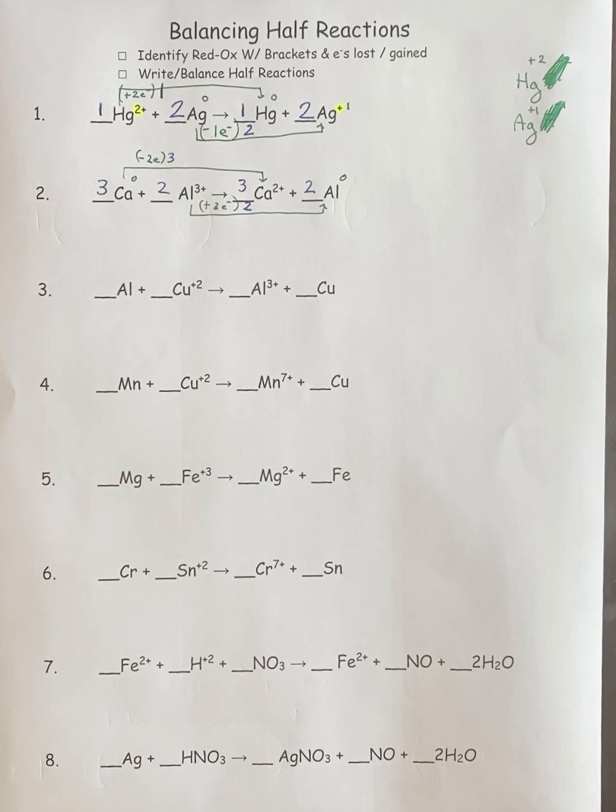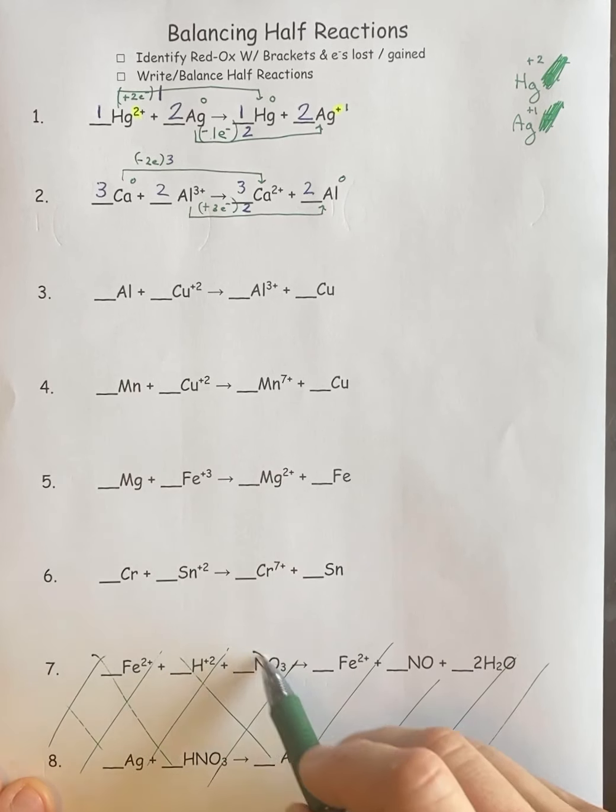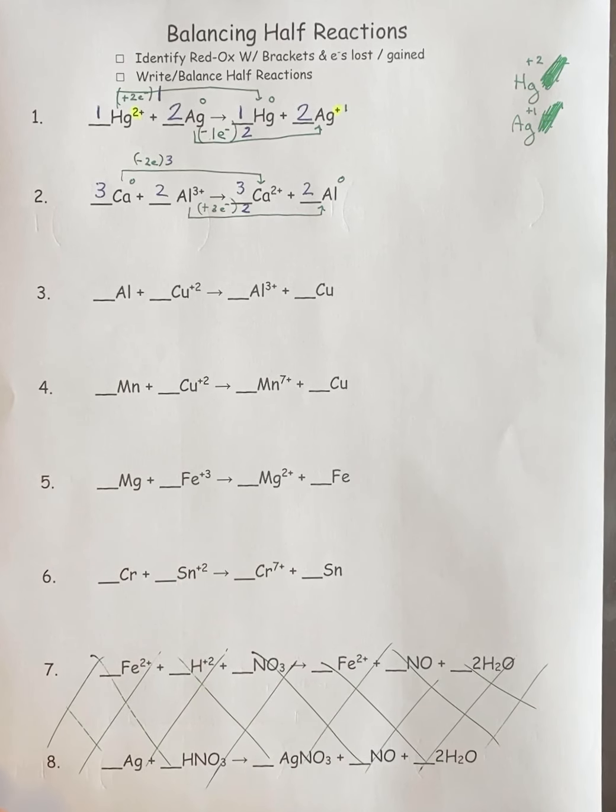To make things a little bit easier, we are going to skip 7 and 8. They don't really fit the type of problem that I'm looking to do. They're like a hybrid of full half reactions and this type of problem. So we're just going to cut them off and not do those. I want you to do 3, 4, 5, and 6 on this side of the page.